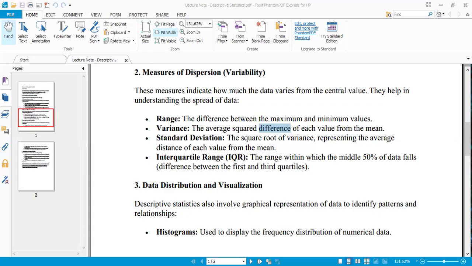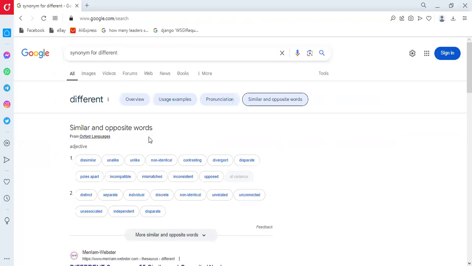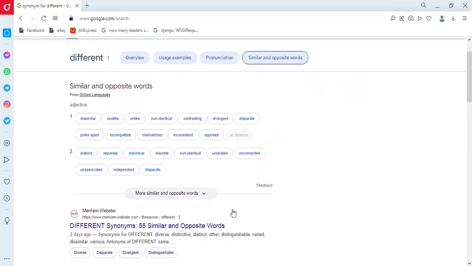Okay, let me share something with you because I really want us to get this. Now, see, I just typed synonym for difference here, from Google. I want us to see for ourselves so that you see what I'm talking about. Can you all see my screen? Yes. Okay, now I want to take you to some of them which I want you to pay attention to.